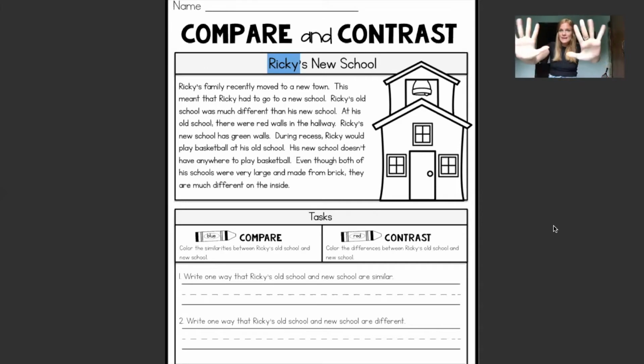Okay, so before we begin, let's sing our song. Hands up, hands up. Where are they? In the middle at first. All right, I want you to sing loud and proud. Are you ready? Compare means same. Contrast means different. Very good. Okay, one more time. Compare means same. Contrast means different. Okay, so we want to know, how is Ricky's old school and new school? How are they the same? And how are they different?